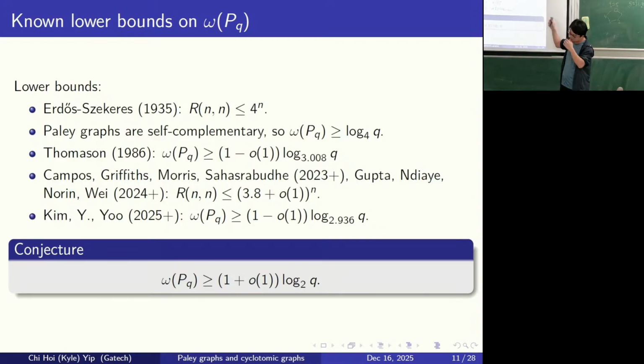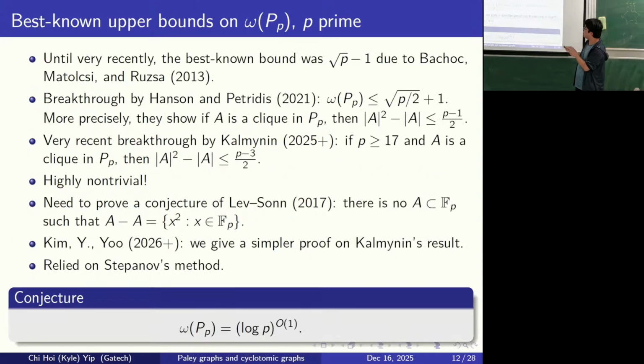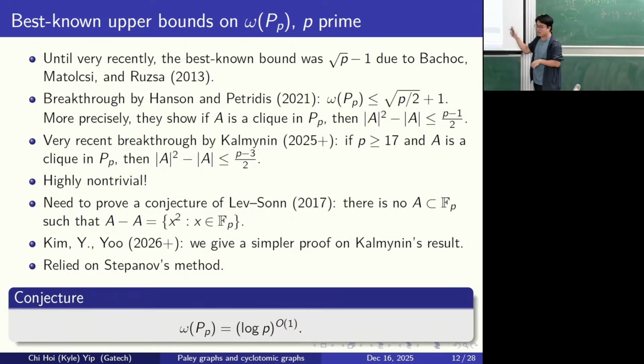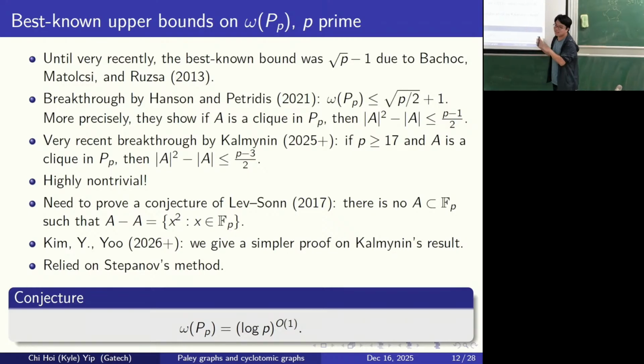Again, this was already discussed in Sandy's talk, so I won't talk too much about this. Okay, so this is for the lower bound. What about the upper bound? This is a very dense slide, but this is not the focus of the talk. I just want to mention the state of the art without going into the technical stuff.